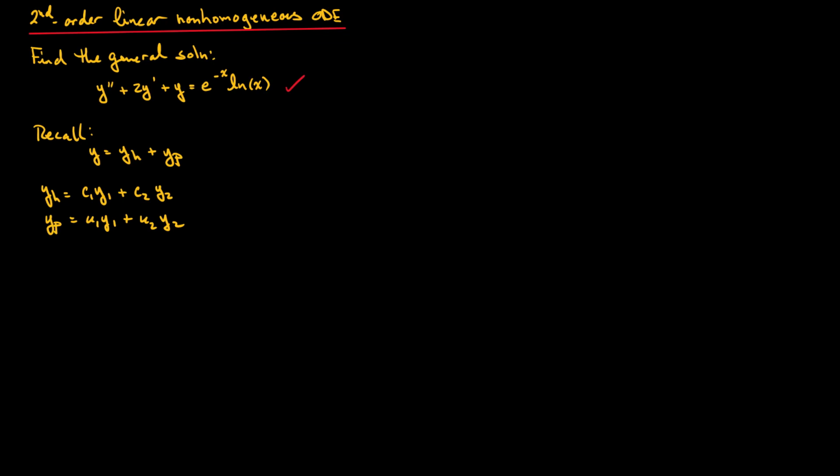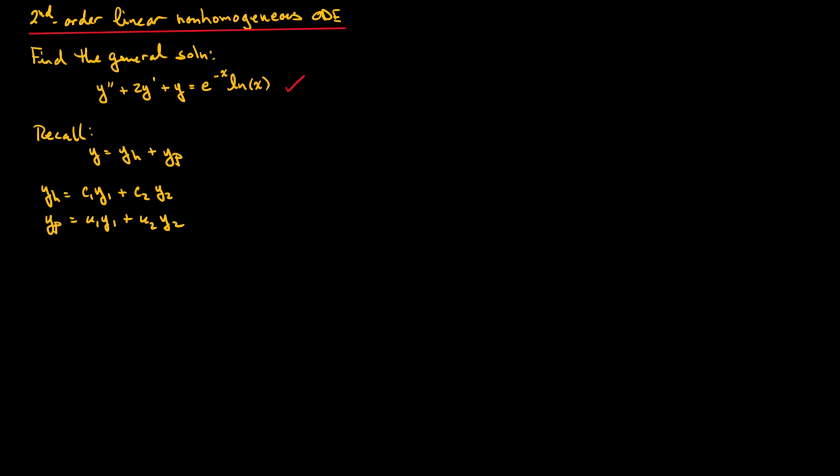So recall that the general solution for a non-homogeneous ODE is equal to YH plus YP, where YH is the solution for the associated homogeneous ODE, which is called the complementary solution, and YP is equal to U1Y1 plus U2Y2, where U1 and U2 are functions of x, the independent variable, and Y1 and Y2 are the fundamental solutions obtained from the homogeneous ODE.